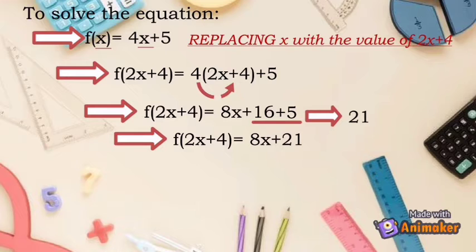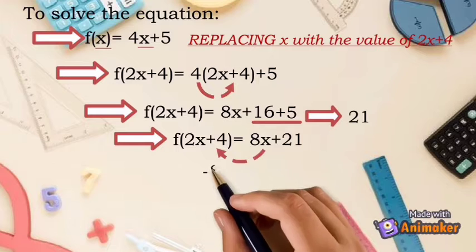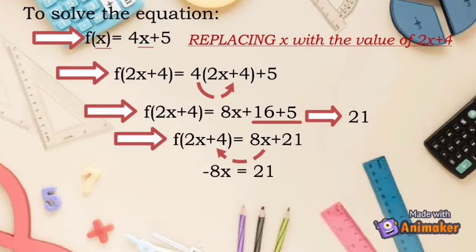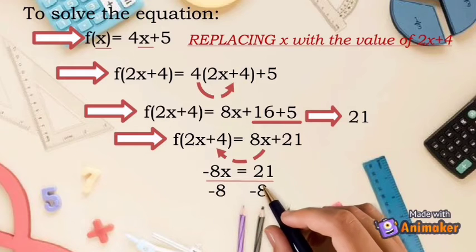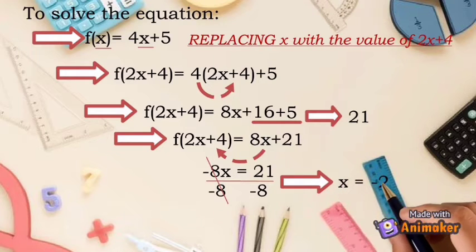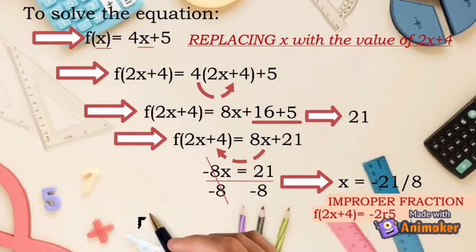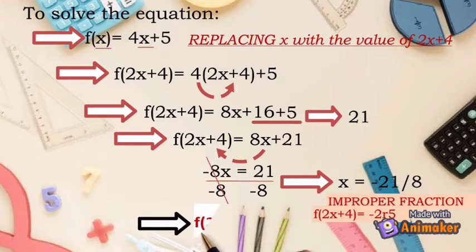Now we transpose the following solution. We will transfer 8x to the other side of the equal sign. Now we have negative 8x is equal to 21. And we divide both sides by negative 8, which means we will cross out negative 8, leaving us with x equals negative 21 over 8. Since it's an improper fraction, we will convert it to a mixed fraction. To do that, we will divide negative 21 by 8, thus having the answer negative 2 with a remainder of 5. F of 2x plus 4 is equal to negative 2 and 5/8 is the final answer.